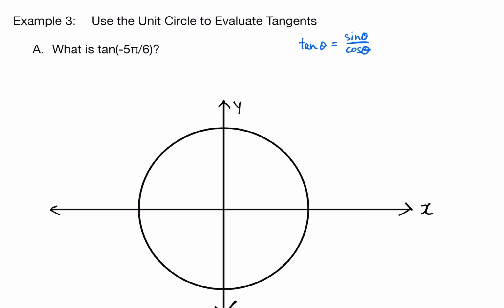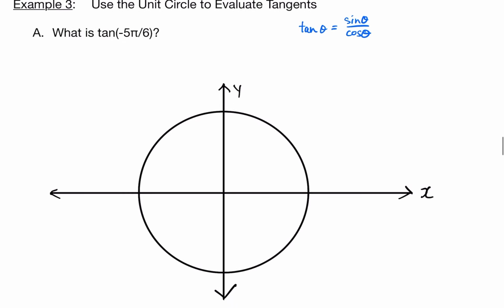Okay, so having said that, let's go ahead and do the next step, which is to identify where the tangent of negative 5 pi over 6 is. Okay, so negative 5 pi over 6 means that we're going to start in the initial position and we're going to go clockwise. We're going to need to figure out where negative 5 pi over 6 is, and that should land us right about here. Okay, so let's go ahead and draw that line. All right, and just label the fact that this is negative 5 pi over 6.